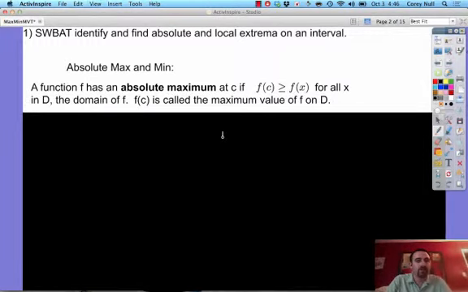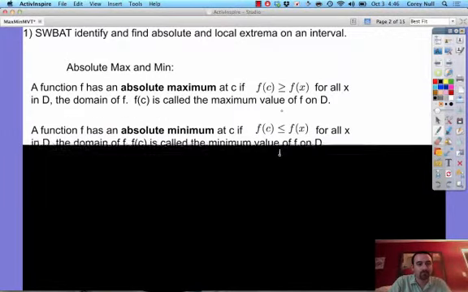Okay, so first, a function f has an absolute maximum at a value c. So c is like your input value. If the output value f of c is bigger than or equal to f of x for all x in the domain, that just says basically we can't have any values bigger than f of c. f of c is called the maximum value of f on that domain.